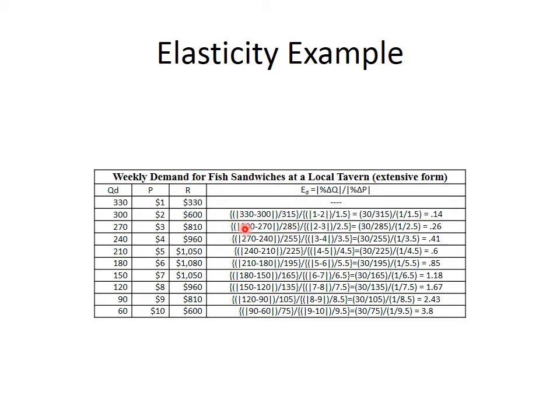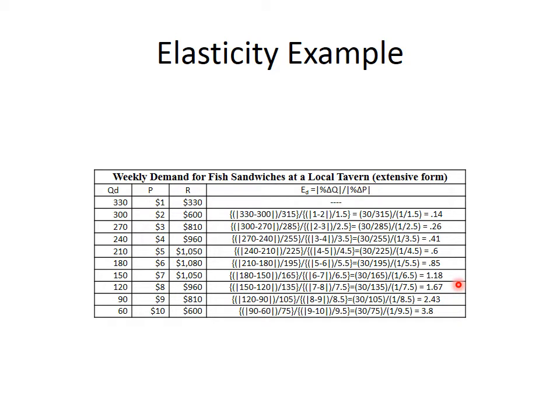Let's walk through another one here. As we go between these two points in the line, we have a difference of 30 units. We divide it by the midpoint. We have a difference in price of 1 unit. We divide it by the midpoint between 2 and 3, 2.5. That gives us 30 over 285 over 1 over 2.5, which is 0.26, and we do that again and again and again, and it's kind of painstaking. If you have a calculator, it doesn't take all that long. And you see that by the end of it, by $10, it really becomes quite elastic.